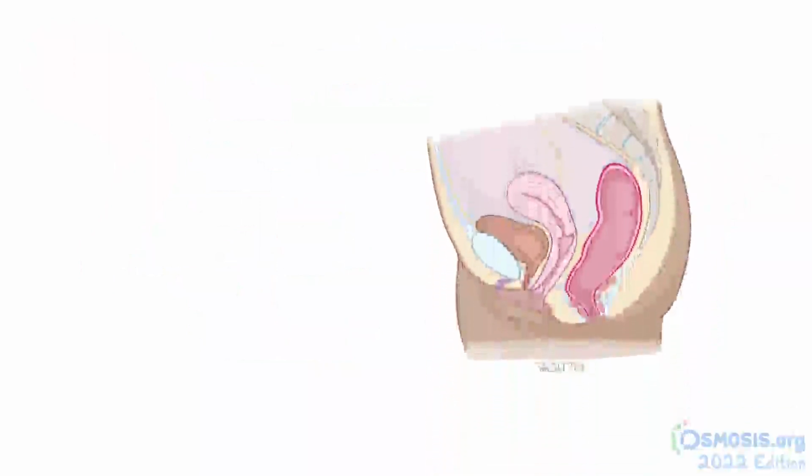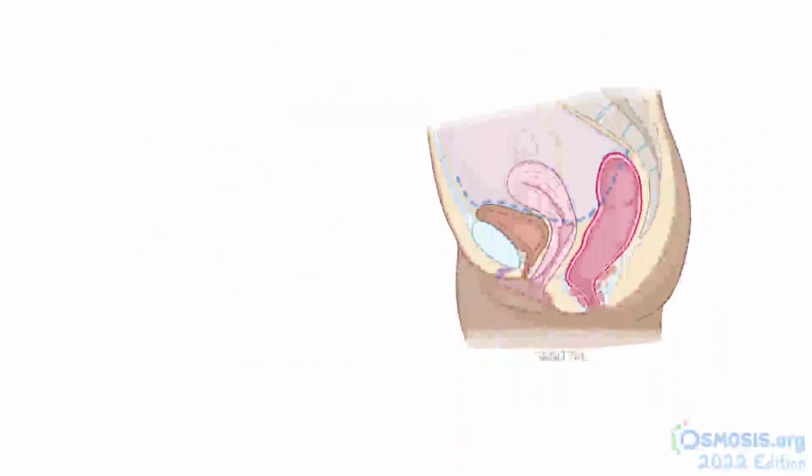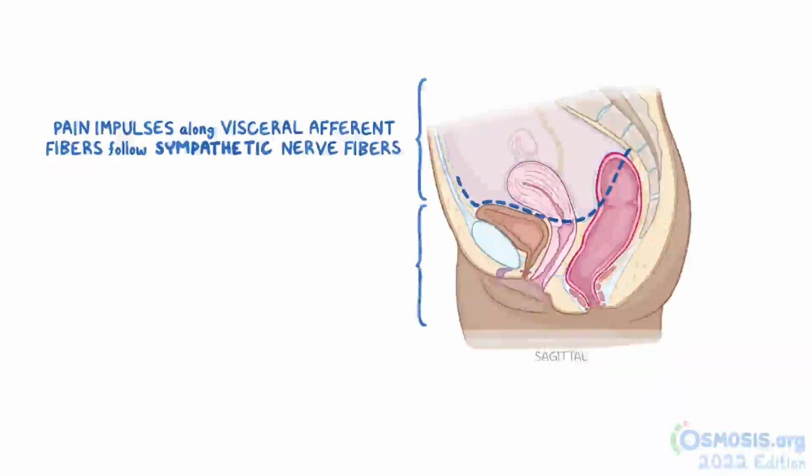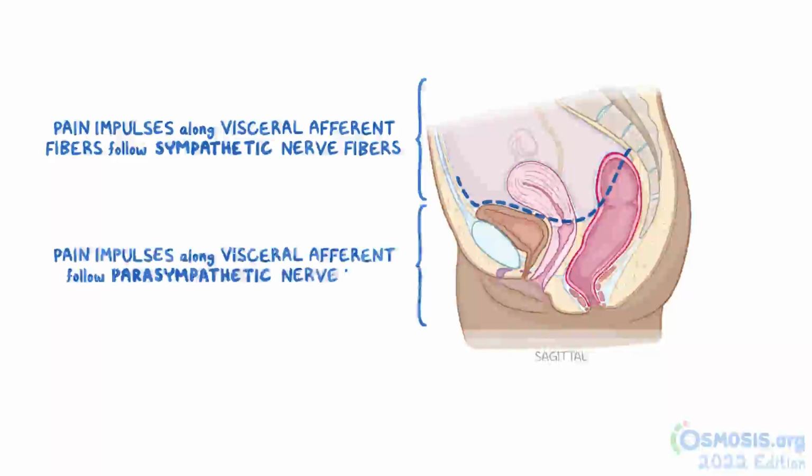Lastly, the innervation of the uterus is divided by the pelvic pain line, which is an imaginary line in the pelvis. Structures that lie above the pelvic pain line, like the fundus and the body of the uterus, send pain impulses along visceral afferent fibers that follow the sympathetic nerve fibers. Structures that lie below the pelvic pain line, like the cervix and the vagina, send pain impulses along visceral afferent fibers that follow the parasympathetic nerve fibers.